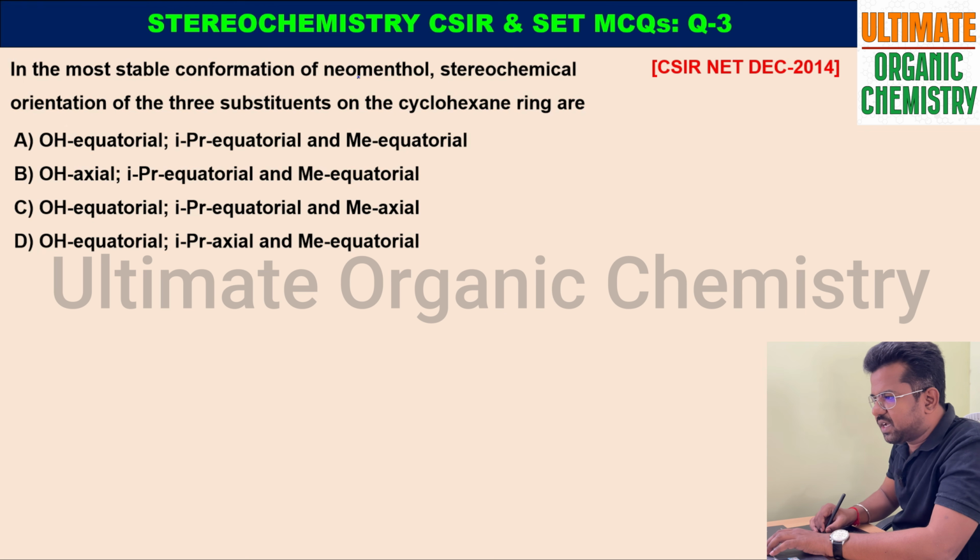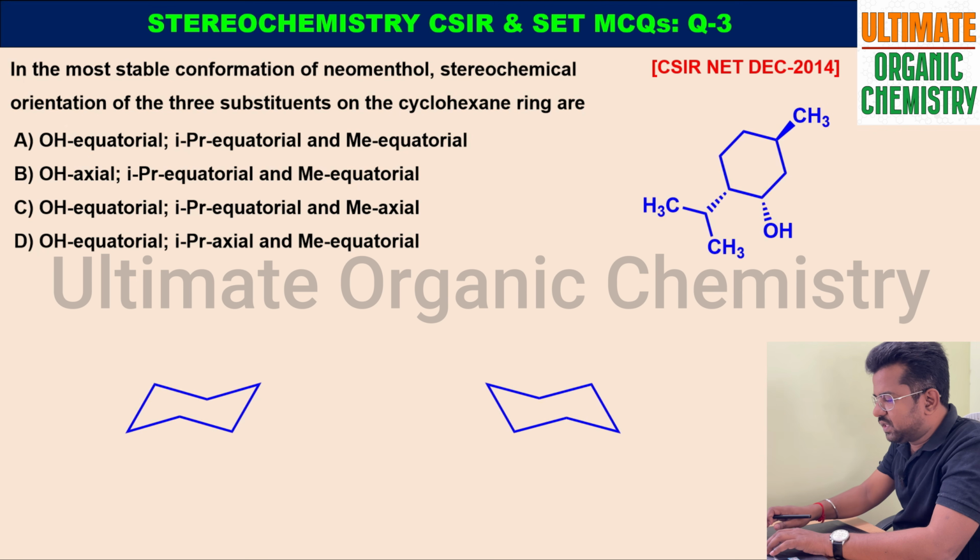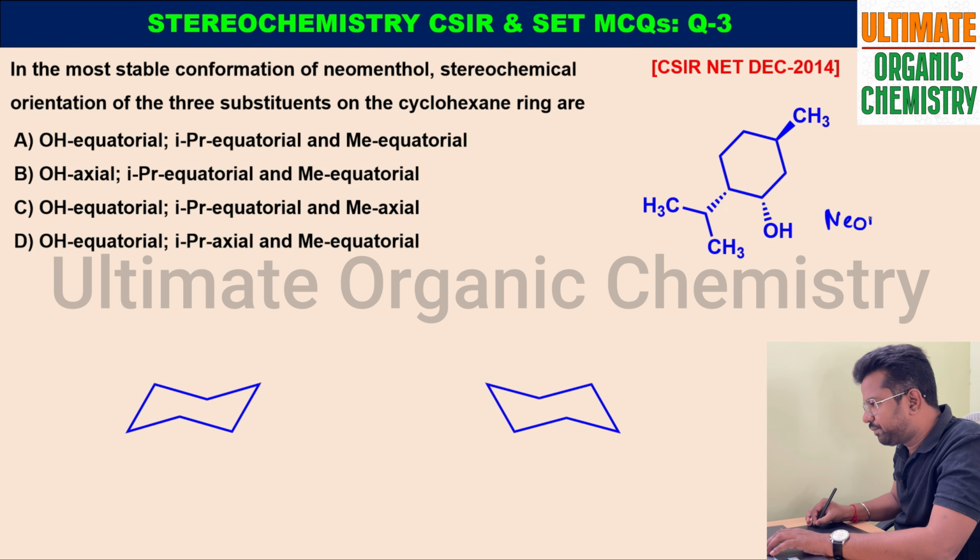Question number 3. In the most stable conformation of neomenthol, the stereochemical orientation of the 3 substituents on the cyclohexane ring are. So this is the structure of neomenthol.